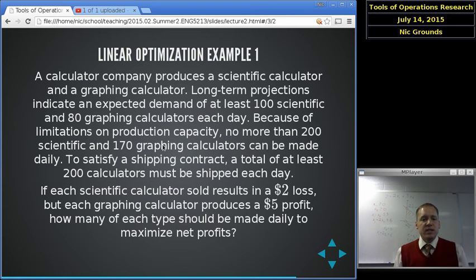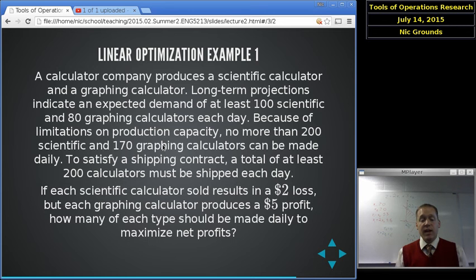The long-term projections indicate an expected demand of at least 100 scientific and 80 graphing calculators each day. That is, we can produce and sell 100 scientific and 80 graphing calculators every day. That's the demand of the market for those products. Now, because of limitations on production capacity, no more than 200 scientific and 170 graphing calculators can be made daily.